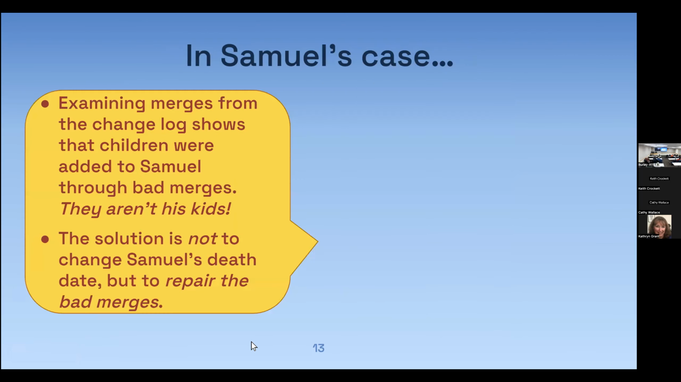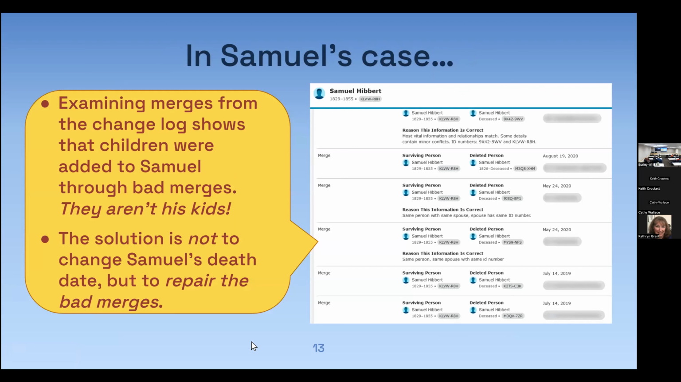But when we look in the change log, we discover that those children that were born after he died weren't his kids. He really did die in 55. So those kids were added to him by incorrect merges. So the solution was not just to remove the death date, but to keep the correct death date and repair the bad merges and get the kids back in their correct family. So that's just an example of how important it is to diagnose the problem correctly.